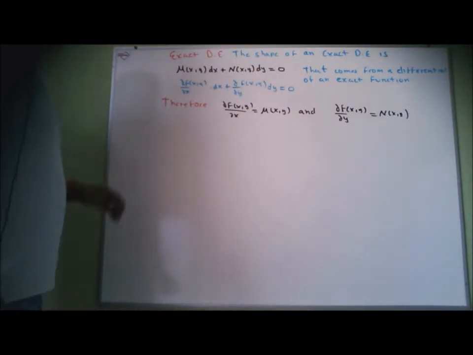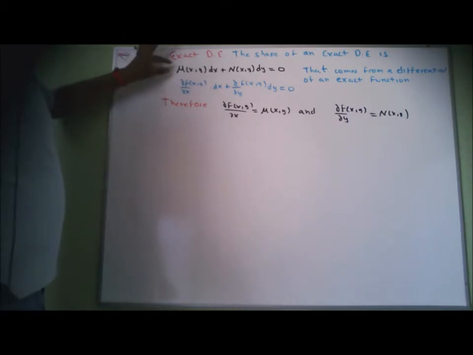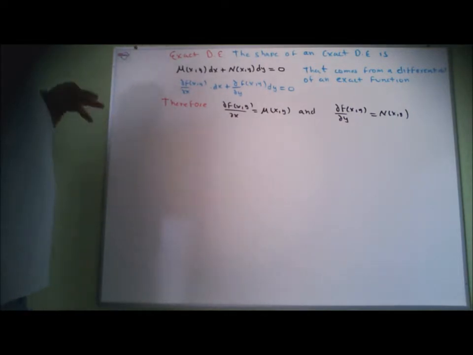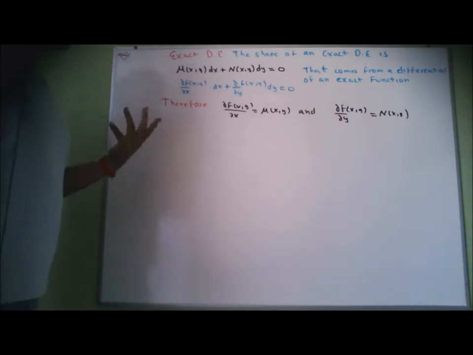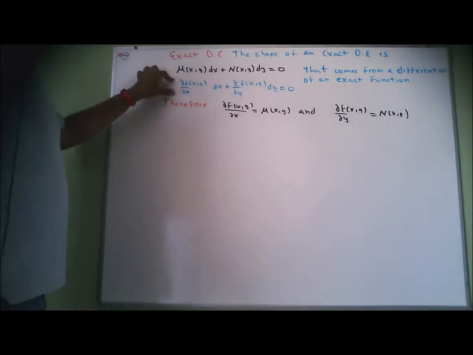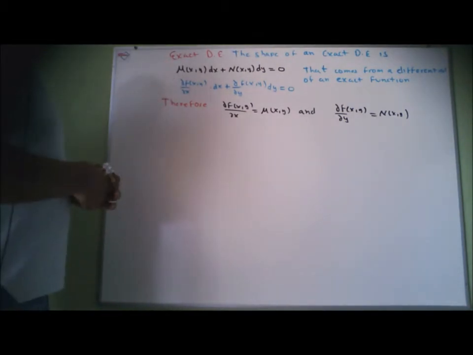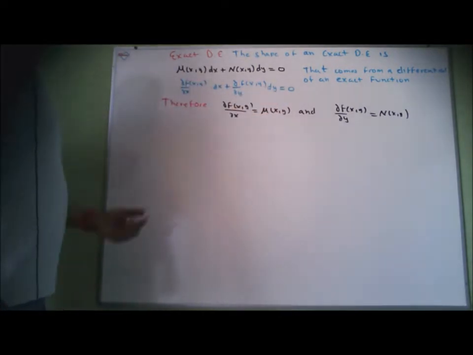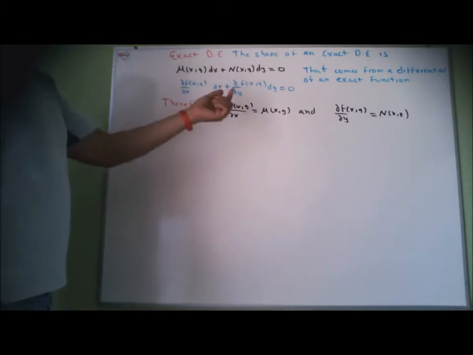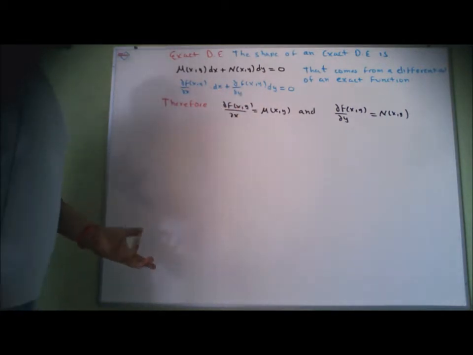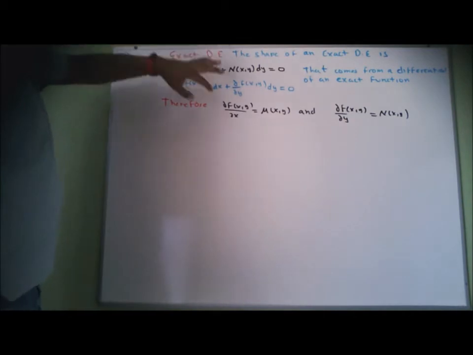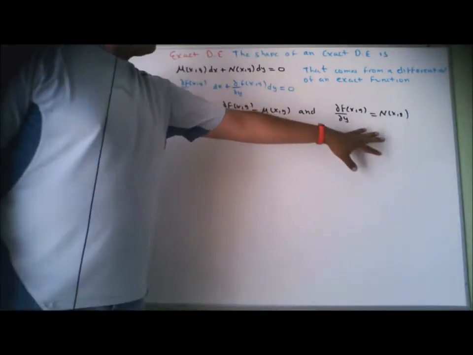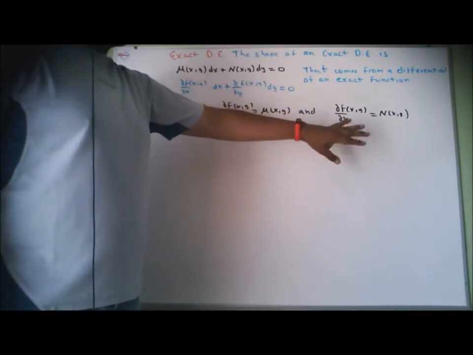Okay. Now, why is this taking this shape? Because in theory, an exact differential equation comes from a differential of an exact function. And here is the differential of an exact function. Because it's an exact function, it is equal to 0, so the differential is equal to 0. So here is the partial of f with respect to x and the partial of f with respect to y. So that means that M is equal to the partial of the function with respect to x, and capital N is equal to the partial of the function with respect to y.